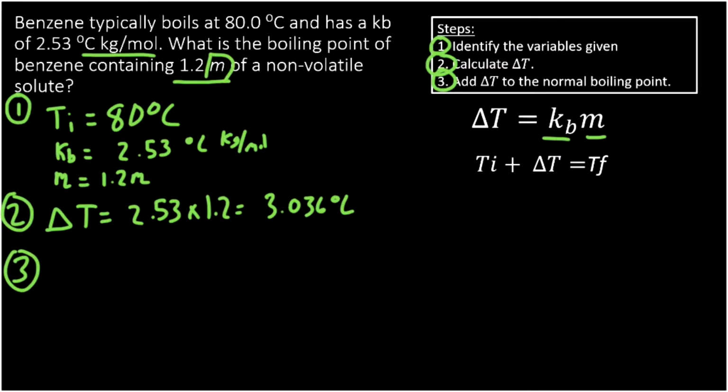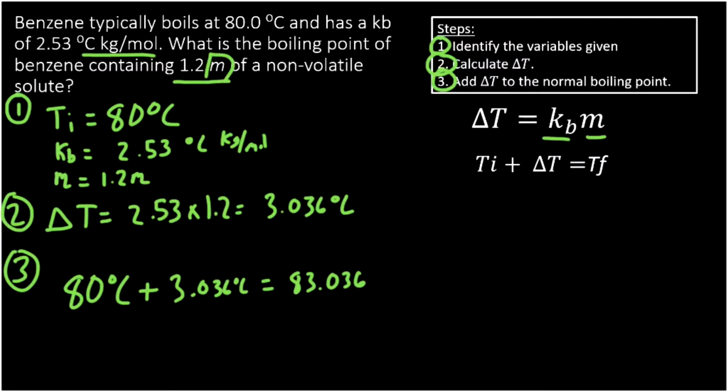Remember that our original boiling point was 80 degrees Celsius. And then we're going to add to that our elevation of 3.036 degrees Celsius. That's going to give me 83.036. And now we'll round for sig figs.